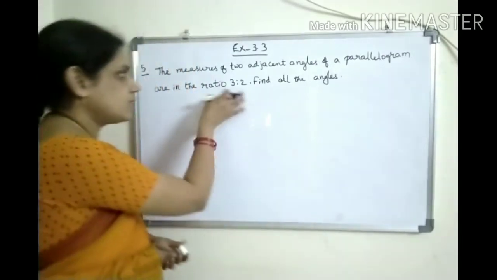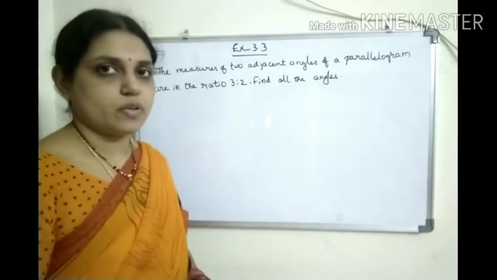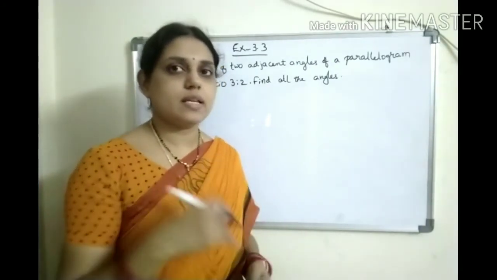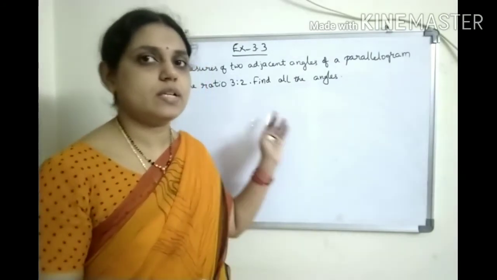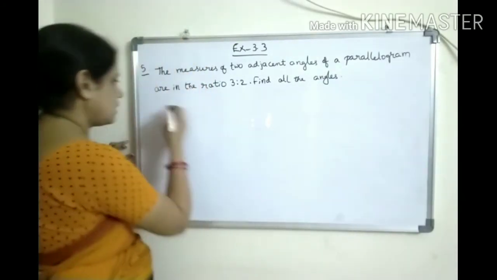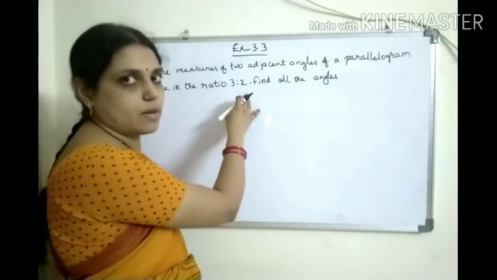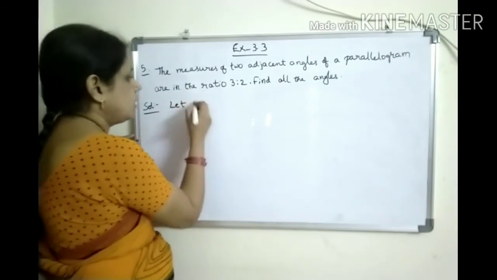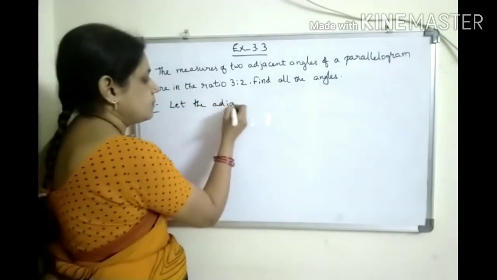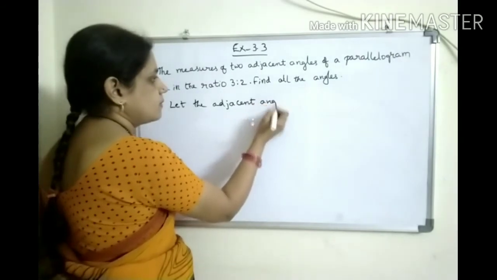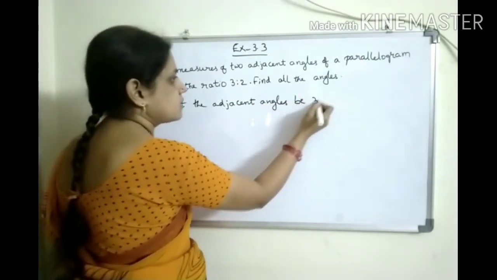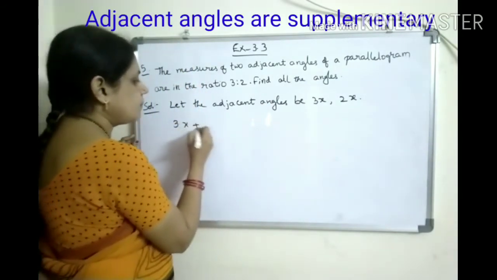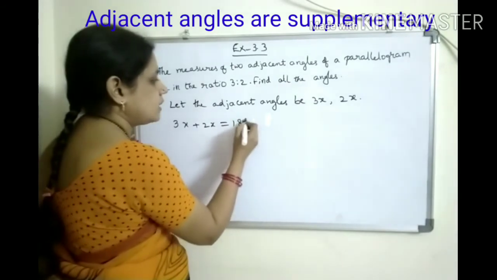So here adjacent angles ratio is given as 3:2. Whenever the ratio is given, we have to take the angles as 3x and 2x. It depends on the ratio. Here the ratio is 3:2, the simplest form of that ratio. So let the adjacent angles be 3x and 2x. So according to the properties of parallelogram, 3x plus 2x equal to 180 degrees.